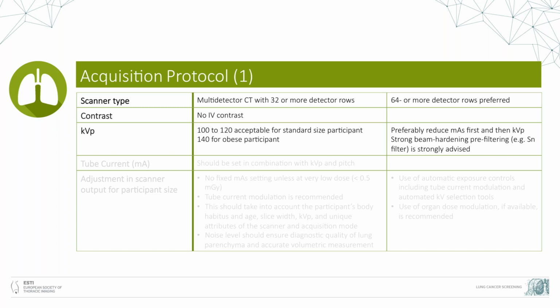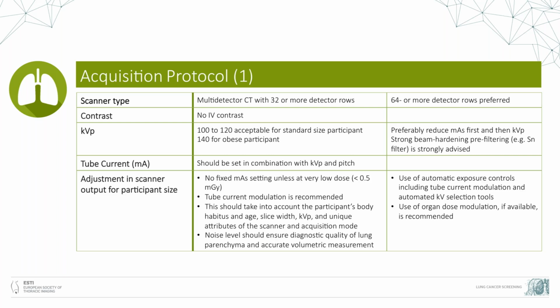Regarding the kVp, 100 to 120 is acceptable for a standard size participant. You might need to increase the kVp to 140 if your participant is extremely obese. Preferably reduce mAs first and then kVp, and if you have a thin filtration CT, that is strongly advised. The tube current should be set in combination with the kVp and the pitch.